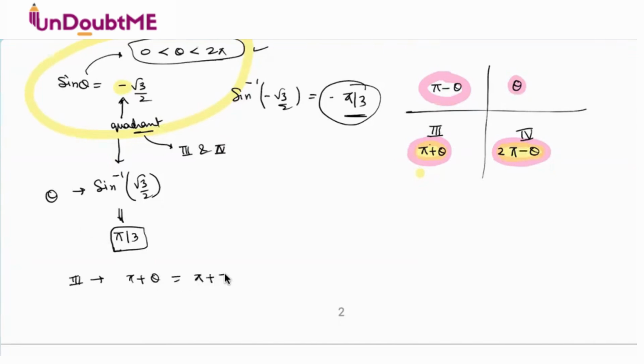So the answer will be pi plus pi by 3. On solving, this will be 4 pi by 3. And then the fourth quadrant angle is 2 pi minus theta, which is 2 pi minus pi by 3. And that will give me 5 pi by 3.